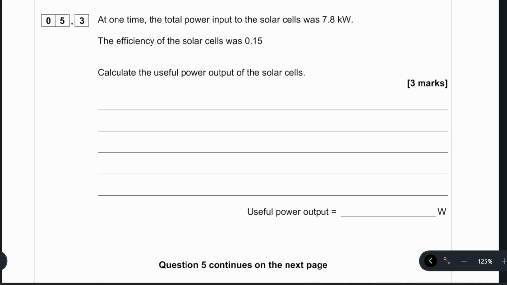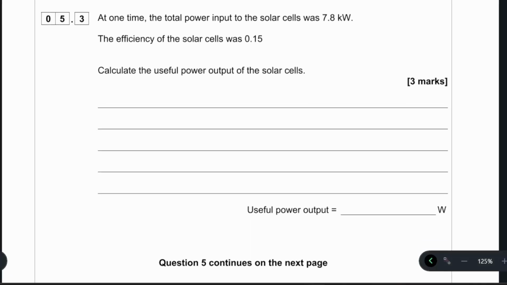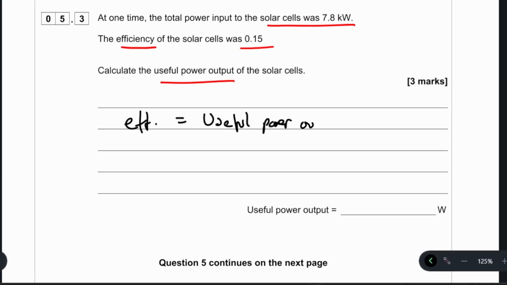Right, 5.3, at one time the total power input to the solar cells was 7.8 kilowatts, and the efficiency of the solar cells was 0.15. Calculate the useful power output of the solar cells. So we just need to know the equation relating efficiency. So efficiency is going to be equal to the useful power out divided by the total power in.